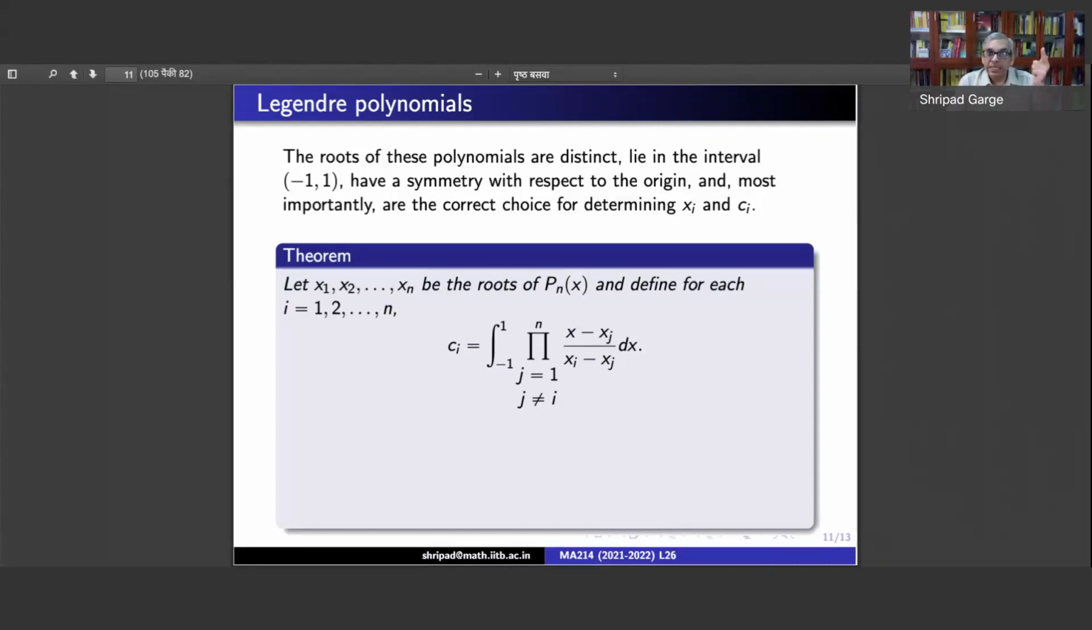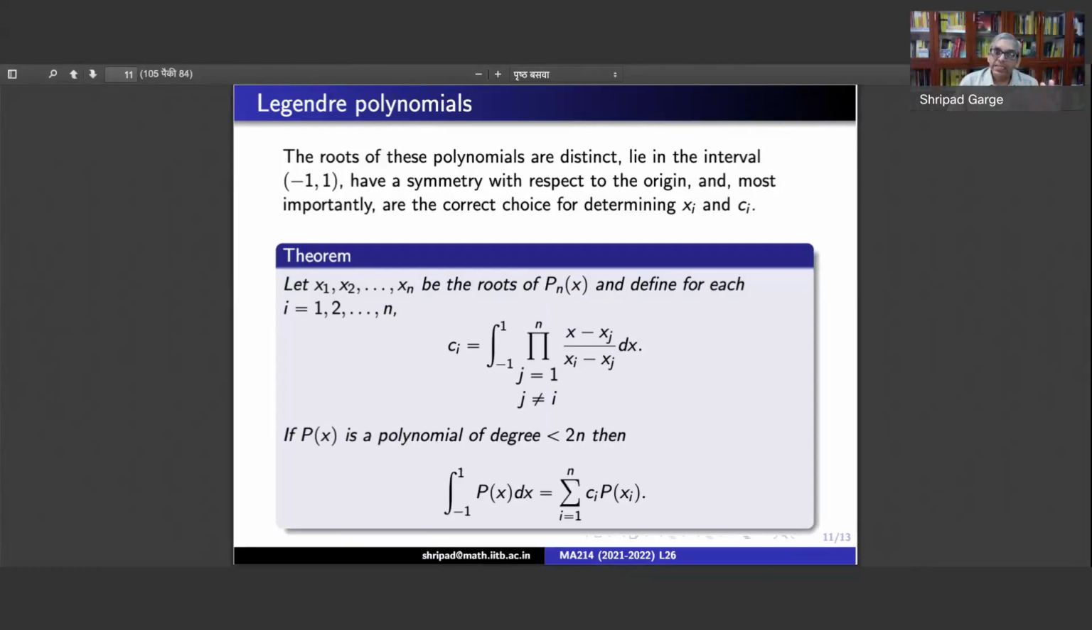And once you have these xi and ci, then for polynomial of degree less than 2n, this formula is the exact formula. So you have integration from -1 to 1 of p(x) dx equal to summation i going from 1 to n of ci p(xi). So this theorem makes our job very simple, because if you wanted to get the formula exact for, let's say, 2 into 15, then you should compute the Legendre polynomial p15, compute its roots, and once you have those nodes, you compute the corresponding coefficients, and then you are done.